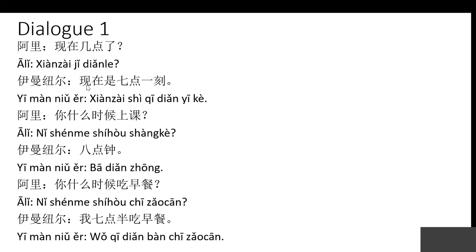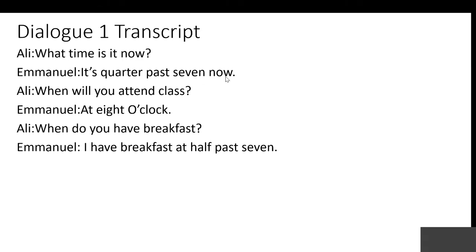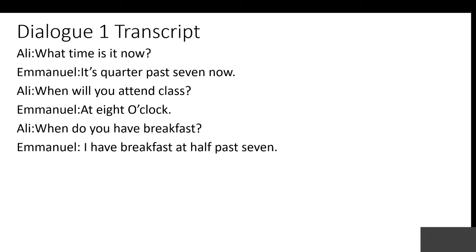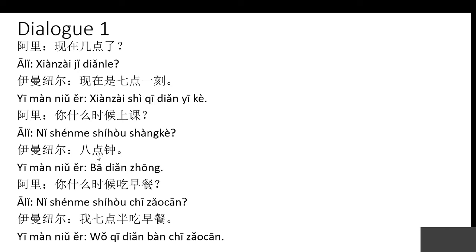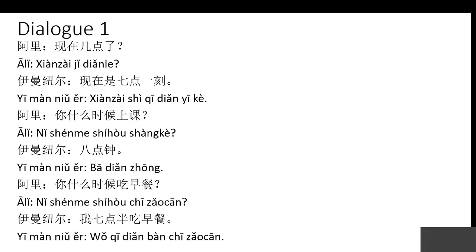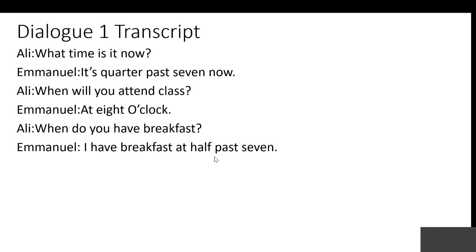And then 102 said 现在是7点1刻. 现在是7点1刻 is 7:15 now. 你什么时候上课? 你什么时候上课? When will you attend class? 102 replied 8点钟. 钟 is, you can say 钟 is also o'clock. 8点钟 is 8 o'clock. And Ali replied 你什么时候吃早餐? So when do you have your breakfast? And Amila said 我7点半吃早餐. And Amila said I have breakfast at 7:30.